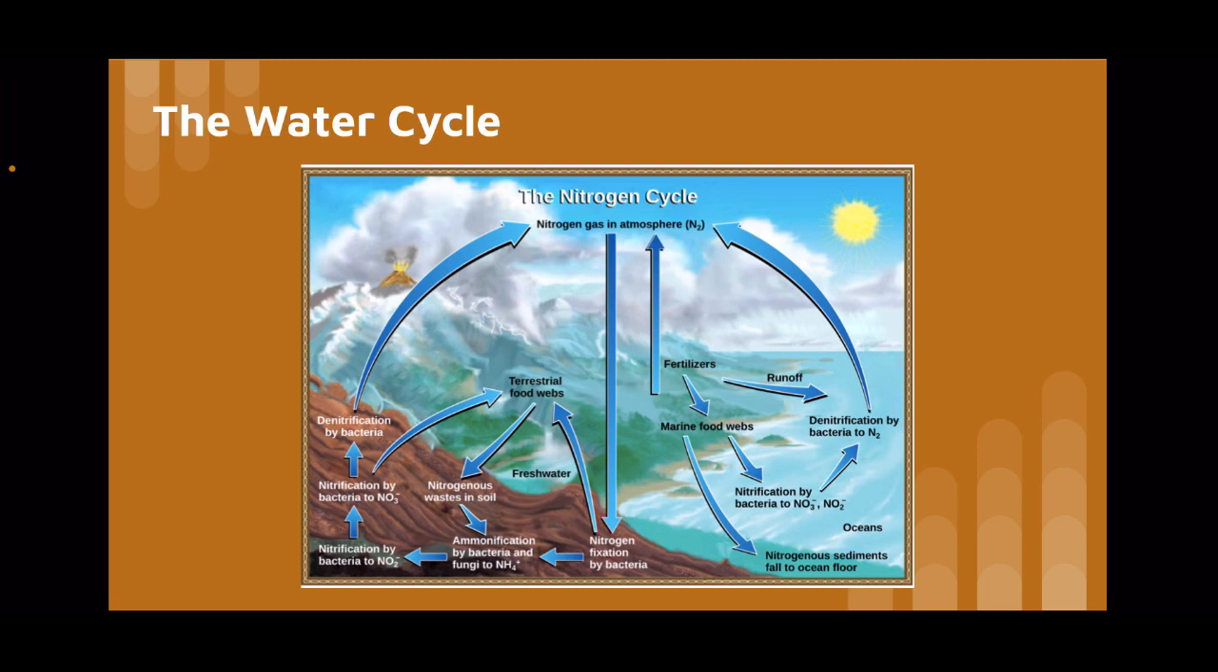To rewind back a couple of steps, as you can see on the left on the bottom, there's actually another smaller cycle contained in this. When nitrogen fixation occurs through bacteria, some of the nitrogen can actually branch off into terrestrial food webs and then move over to nitrogenous waste in soils. These two steps will lead it back to the step of ammonification by bacteria.